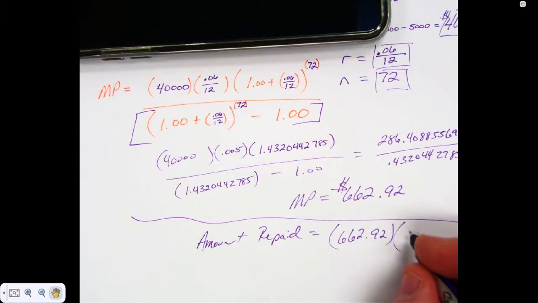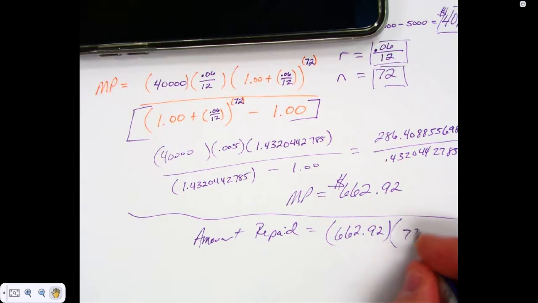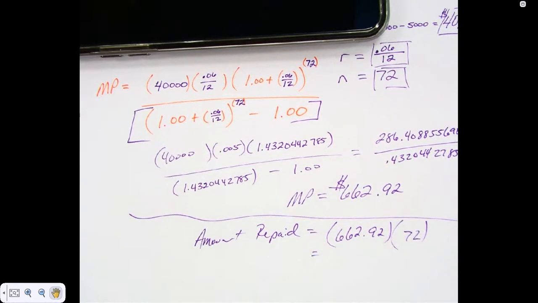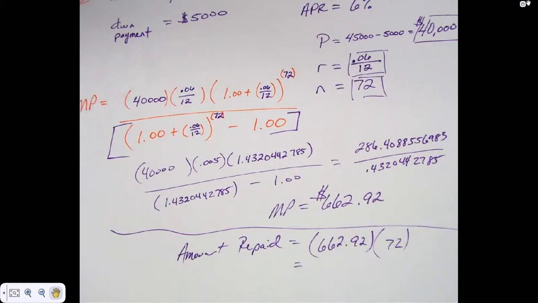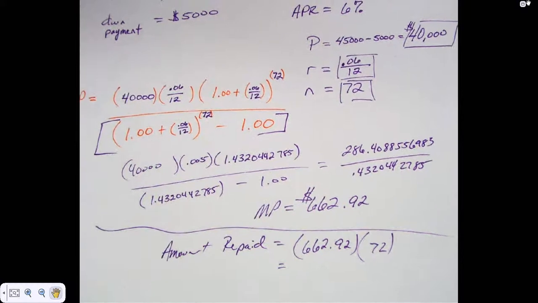How many? How many payments are we going to make? How much are you paying for? How much, and this is always good. I really like this section because it shows you guys, some people don't really realize how much you actually pay for a $45,000 vehicle.